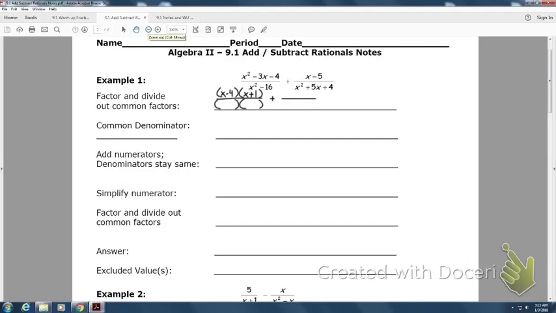After that, next I've got x squared minus 16. That is an example of the difference of squares. What's the square root of x squared? X. What's the square root of 16? 4. So what are my two factors? X plus 4, x minus 4.